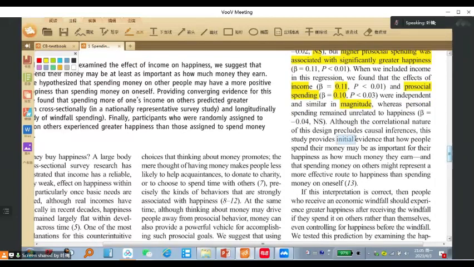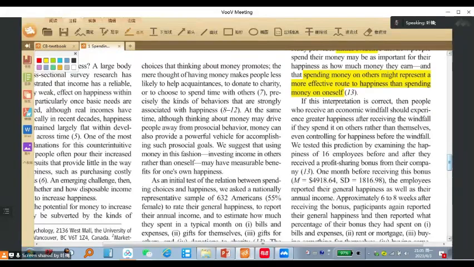This provides initial evidence that how people spend their money may be as important for their happiness as how much money they earn, and their income. Spending money on others might represent a more effective route to happiness than spending on oneself. If this interpretation is correct, then people who receive an economic windfall should experience greater happiness after receiving it if they spend it on others rather than themselves, even controlling for happiness before the windfall.